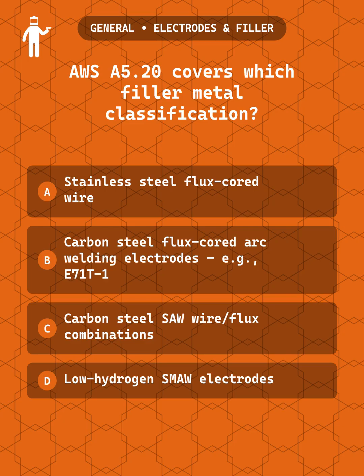Question 4. AWS A5.20 covers which filler metal classification? Is it A, stainless steel flux-cored wire, B, carbon steel flux-cored arc welding electrodes like E71T-1, C, carbon steel SAW wire and flux combinations, or D, low hydrogen stick electrodes?